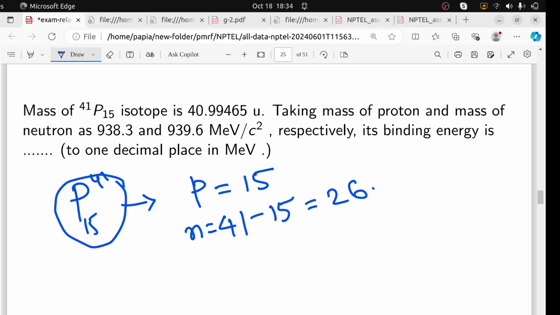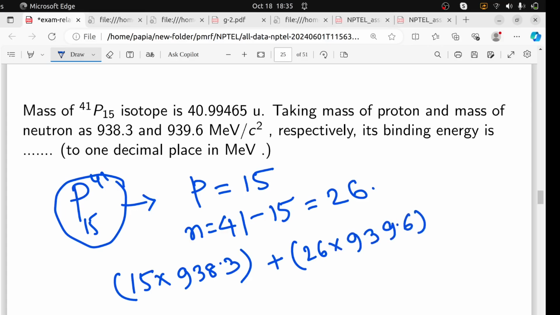Very good. Now what we will do with these things? They told that mass of one proton is 938.3, mass of one neutron is 939.6. So obviously we will do one thing: 15 into 938.3 plus 26 into 939.6. That will give us the total nucleon mass, right? Obviously you have to take care about the units, that will be in MeV by C square unit. And they are asking that you have to give your answer in MeV unit itself. So we will stick our calculation to MeV by C square unit only.